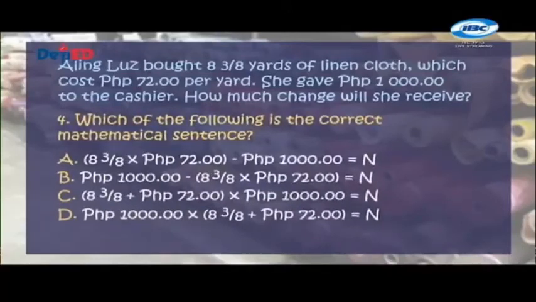Number 4. Which of the following is the correct mathematical sentence? A. The group of 8 3/8 times 72 pesos minus 1,000 pesos equals N. B. 1,000 pesos minus the group of 8 3/8 times 72 pesos equals N. C. 8 3/8 plus 72 pesos times 1,000 pesos equals N. Or letter D. 1,000 pesos times the group of 8 3/8 plus 72 pesos equals N.